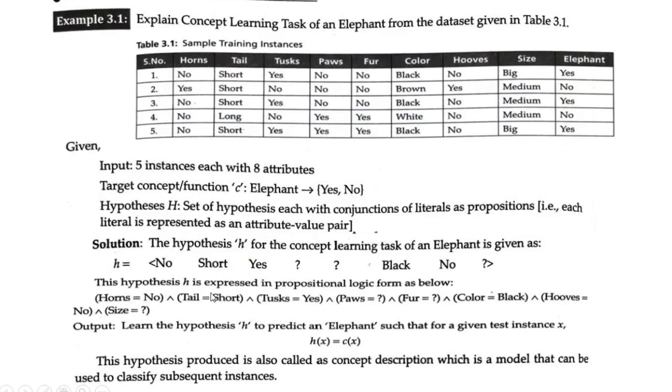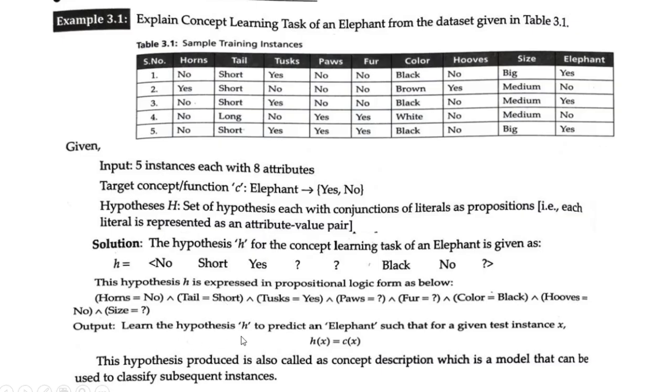So I have to now express the relationship between these attributes, which we call the propositional logic form, right? This small h I will represent in the propositional logic form like this. I will just write horns is equal to no, conjunction, tail is equal to short, conjunction, and so on. Find the relationship between the different attributes with this conjunction. So what is the output of this hypothesis? This is one of the hypotheses, not the best. I am not saying this is the best, just one of the hypotheses.